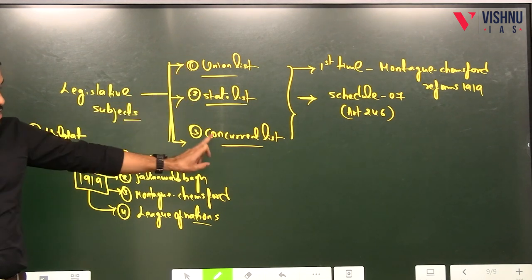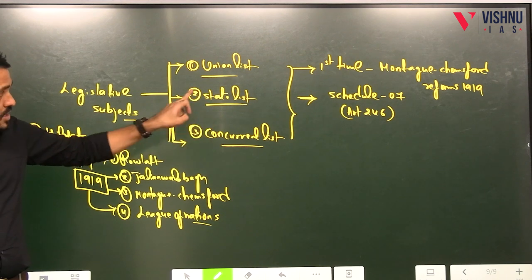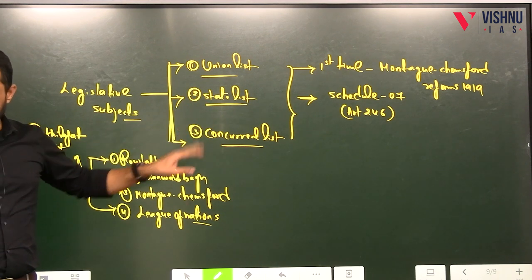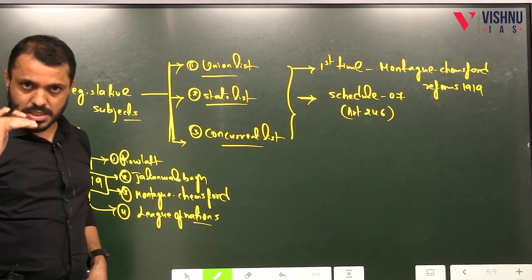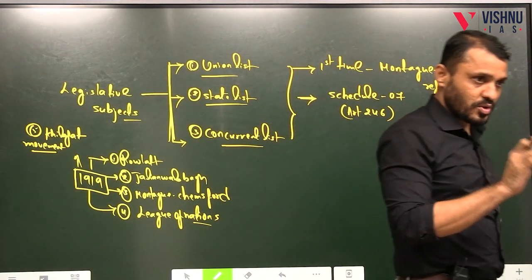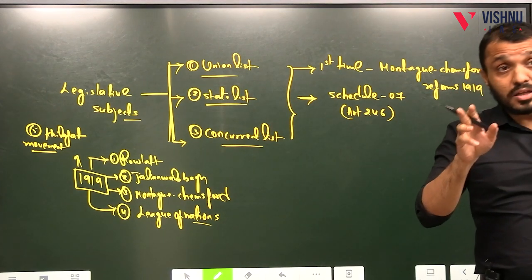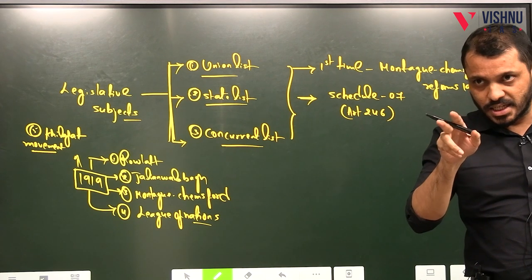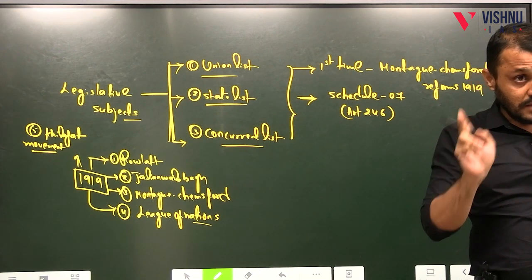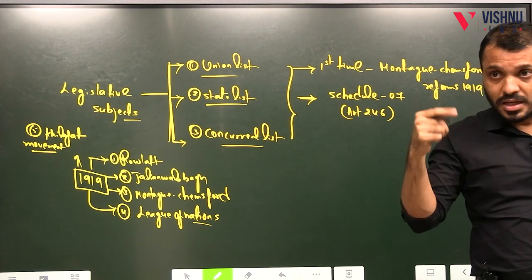Yes. So now Parliament will make laws on which areas? Union list as well as concurrent list. State can make laws on which areas? State list and concurrent list. So the concurrent list consists of subjects on which both Parliament and the state legislature can make laws. As long as those laws are not conflicting with each other, both are valid. If those laws are conflicting, then laws made by Parliament are valid over the laws made by the state legislature.